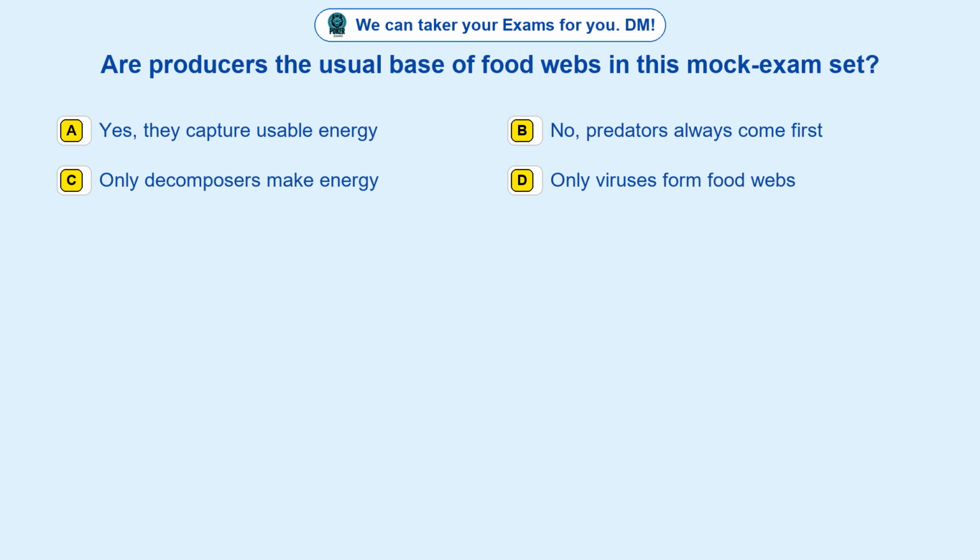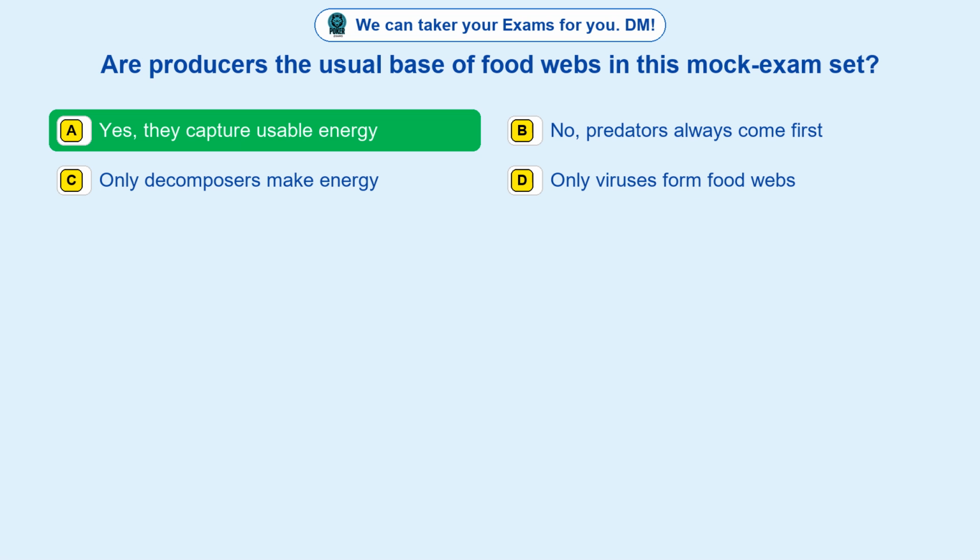Question 17. Are producers the usual base of food webs in this mock exam set? Option A. Yes, they capture usable energy. Option B. No, predators always come first. Option C. Only decomposers make energy. Option D. Only viruses form food webs.